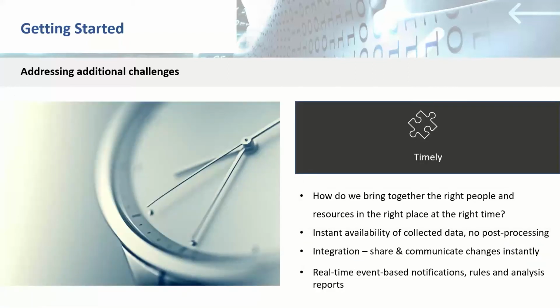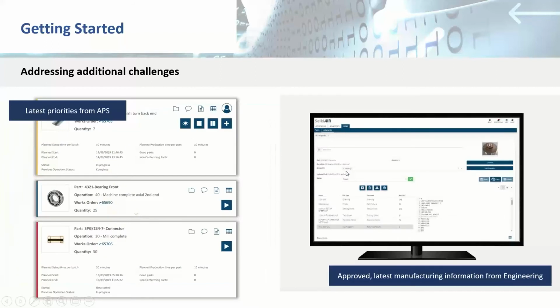We want to make the data timely. That was, I think, my second or third point. So how do we bring the data together for the right people in the right place at the right time? So when it's collected, we want it to be instantly available, or as close to real time as possible. We don't want to wait overnight for the data to be processed before we can see it. So we want it to be real time and easily shared amongst individuals.